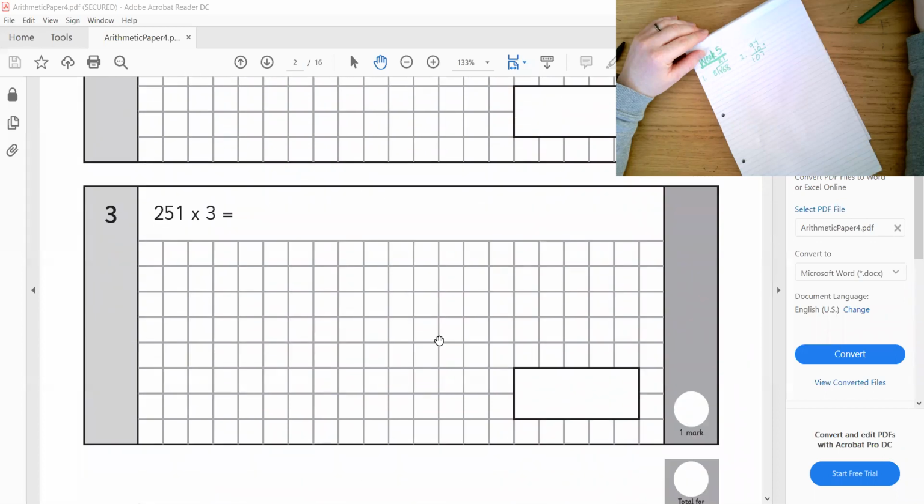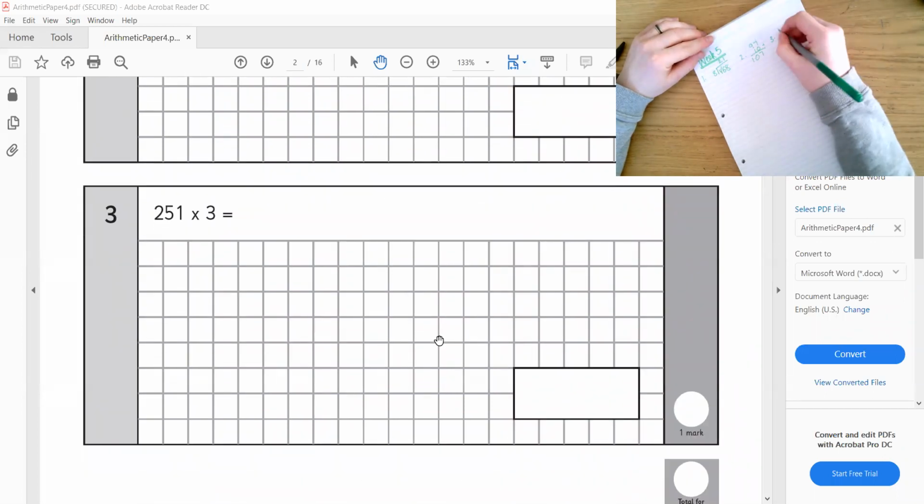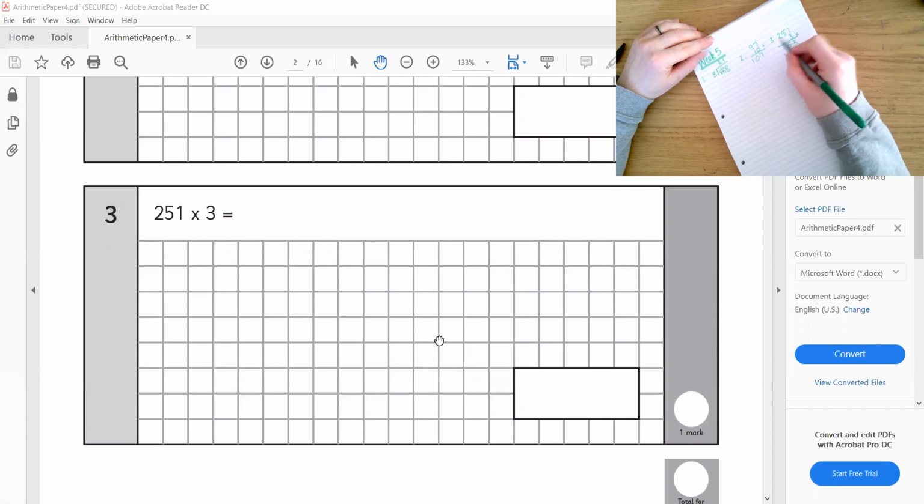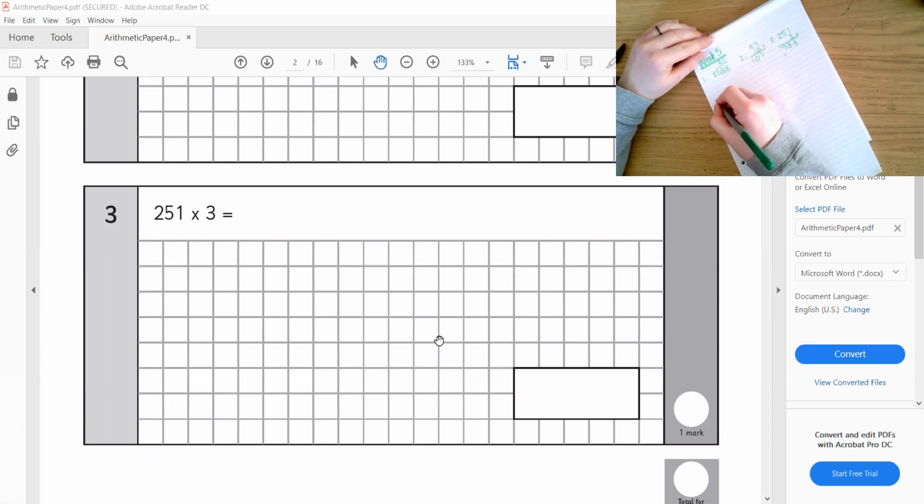Then I've got a nice easy question for question 3, 251 times by 3, so I just need my 3 times table for this one. 3 times 1 is 3, 3 times 5 is 15, and then 3 lots of 2 is 6, add the 1 is 7. So 753 then for question 3.